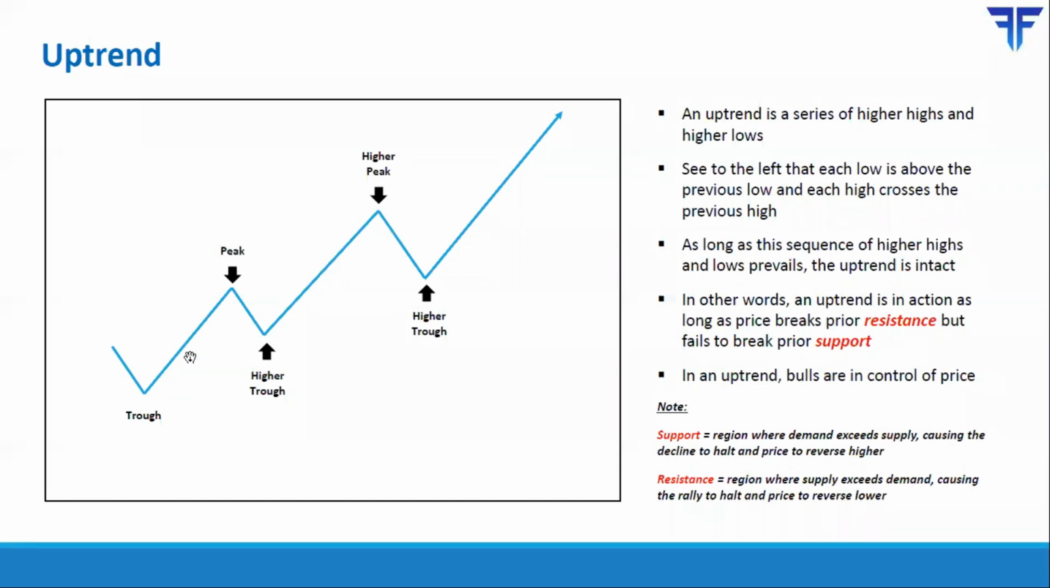In this case, because we are in an uptrend, the former resistances are being broken. As you can see, this resistance was broken somewhere over here, and this resistance was broken somewhere over here. So resistances are being broken in an uptrend, but the support is not broken. As you can see, none of the prior support broke during this uptrend. So an uptrend is a series wherein price breaks above the prior resistance, but it does not break below the prior support. And that is how an uptrend continues.